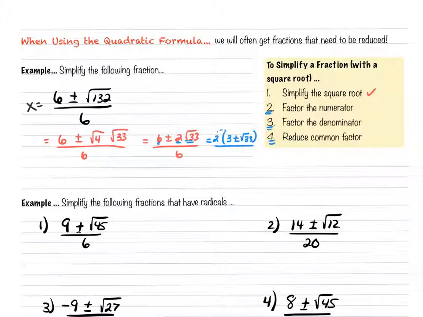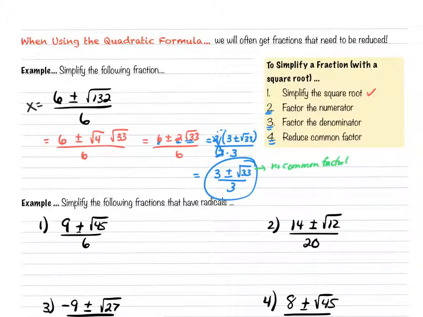And on the bottom, if I'm going to cancel a 2 on top, I'd need to rewrite the number 6 as 2 times 3. So I'd be able to cancel that. So my simplified form would be 3 plus or minus the square root of 33 over 3. And I can't go any further, again, because there's no common factor in that numerator. So that's how I know that I am done.